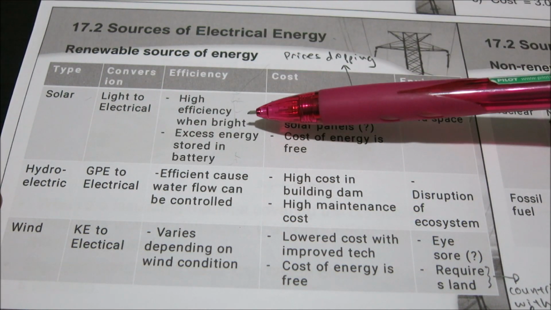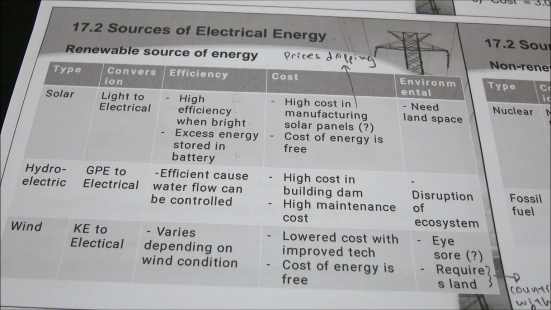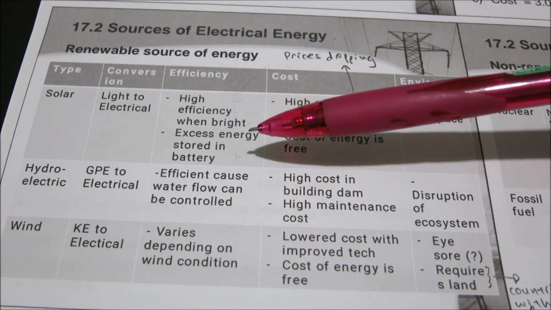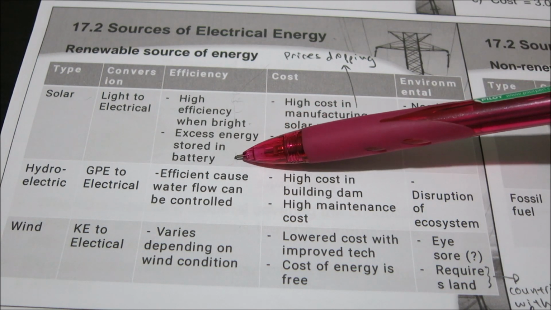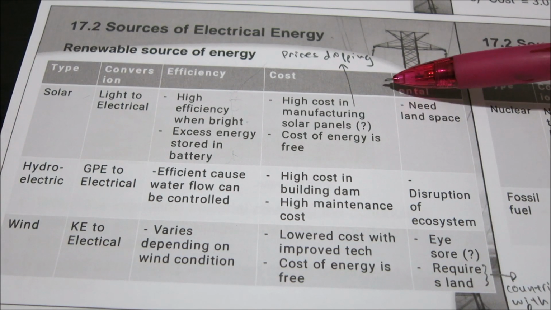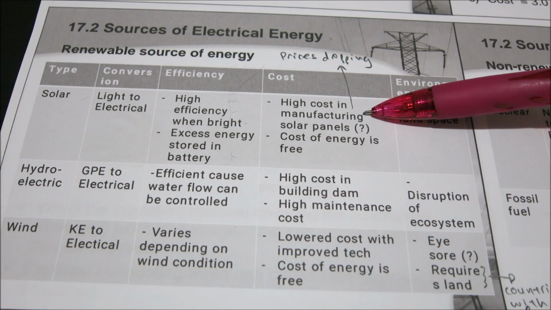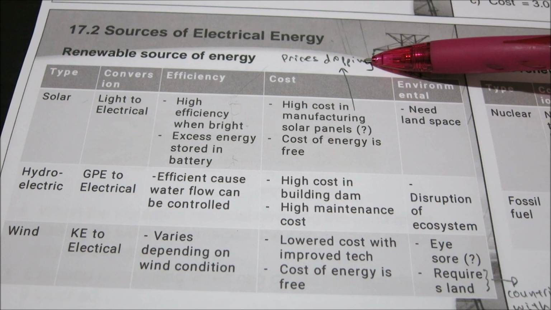Now, it can be highly efficient when it's bright. Newer and newer technologies nowadays are making the conversion a little bit more efficient. So it's a higher percentage of the light that is being converted to electrical energy. There's very little wastage. With newer technology as well, excess energy can now be stored in batteries, so there's no wastage there. The problem with it is that there's quite a high cost in manufacturing, but of course, as we are pushing more and more for solar energy, the prices are dropping.